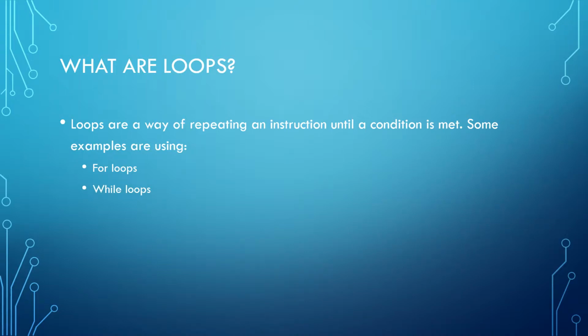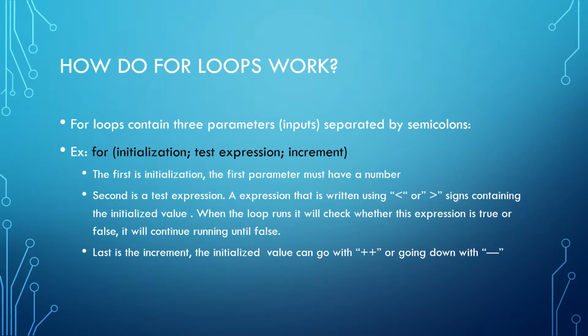What are loops? Loops are a way of repeating an instruction until a condition is met. Some examples are for loops and while loops. How do for loops work?